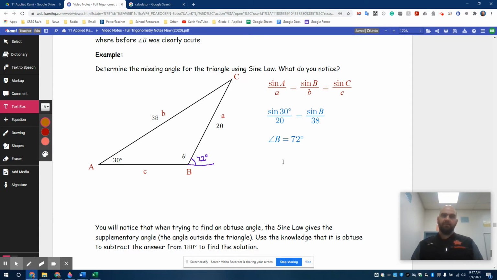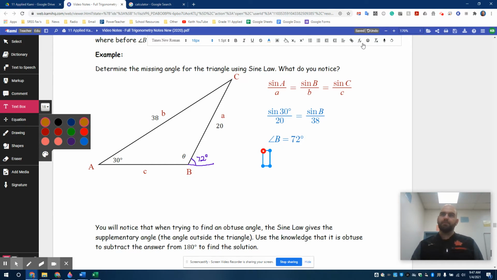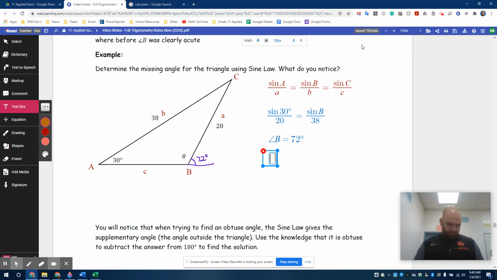And this is, again, very important, this is not actually angle B. This is the supplement to angle B. And I'm going to put this over here. I'm going to quickly put in, got all sorts of stuff happening here.